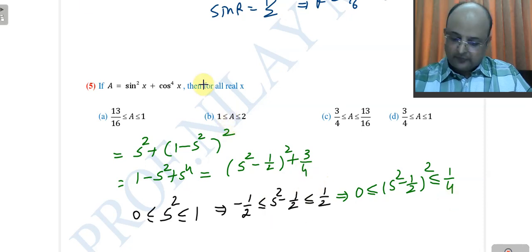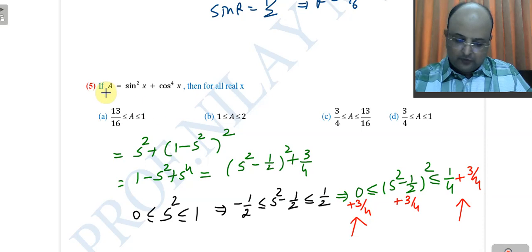Okay. Then I add 3 by 4 throughout. So this is plus 3 by 4, this is plus 3 by 4, this is plus 3 by 4. So this is going to be 3 by 4, this is going to be 1. So your A lies between 3 by 4 and 1.